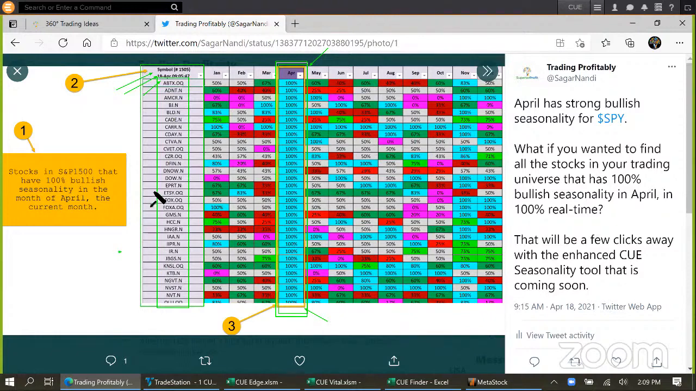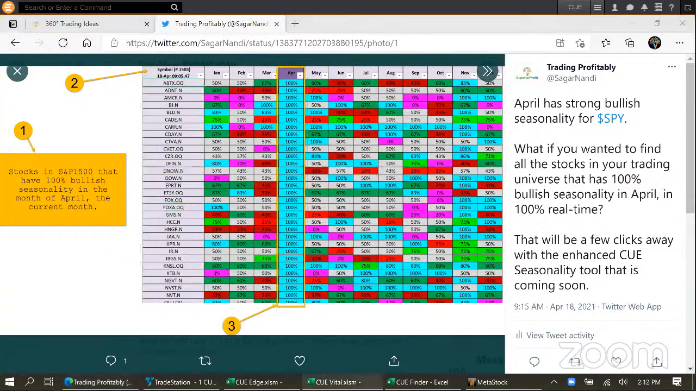Let's look at one of the well-known stocks, Dow. Dow has 100% bullish seasonality in the current month. So has Fox, FOXA or FOX. Let's look at two of them: DOW and FOXA. Let me open the seasonality tool also.